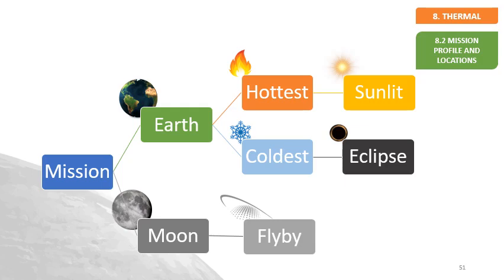Nevertheless, the flyby is performed at such a high speed that the eclipse lasts so little as to not have any influence on the temperature of the spacecraft. Then we'll go along with this hottest point and this coldest point.